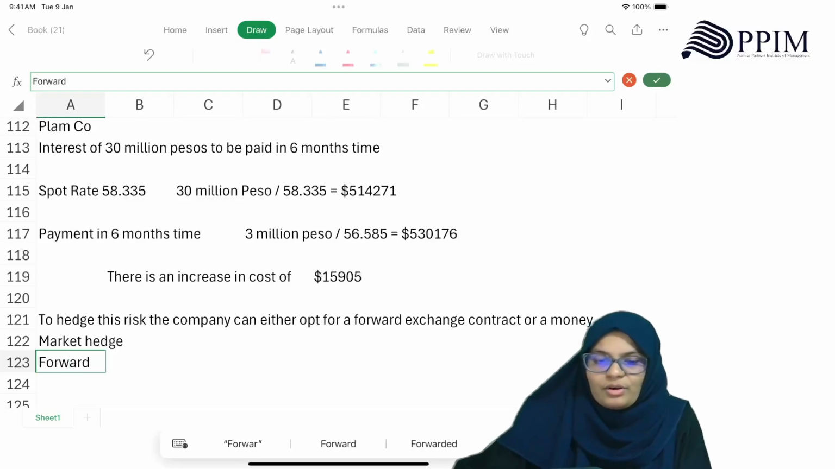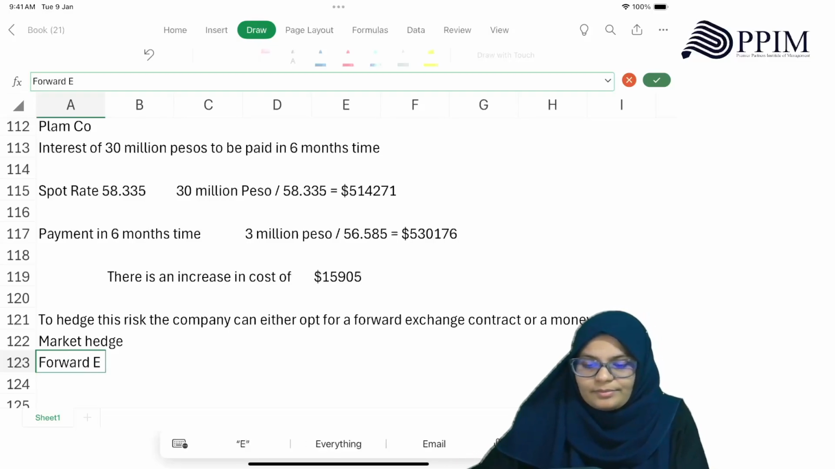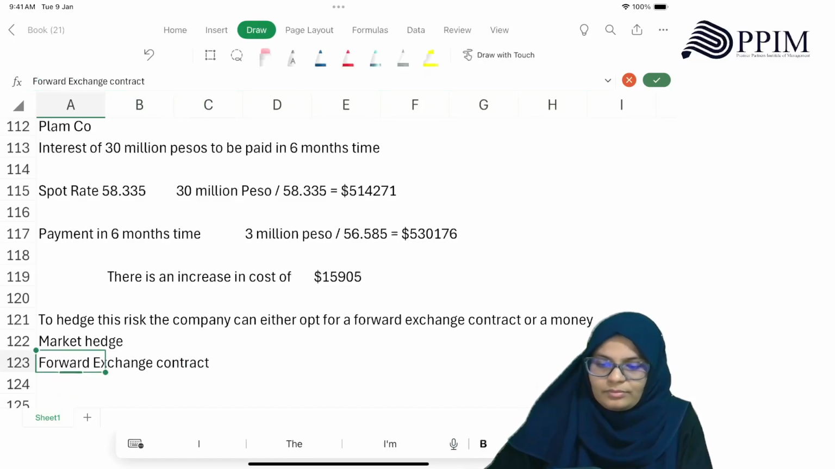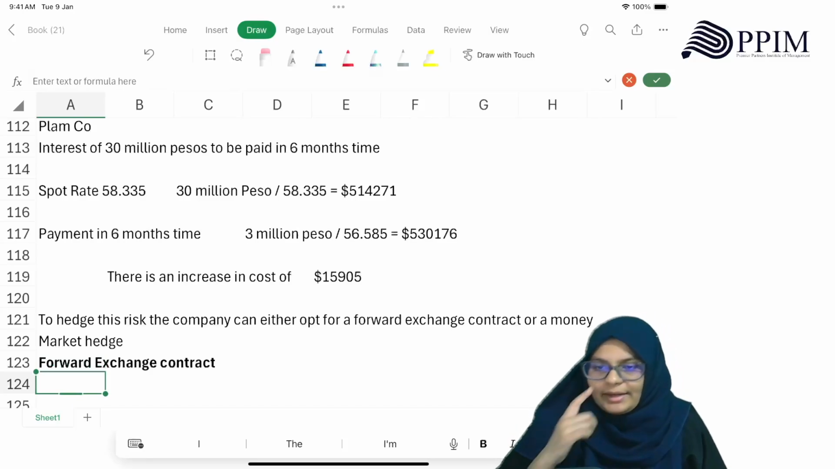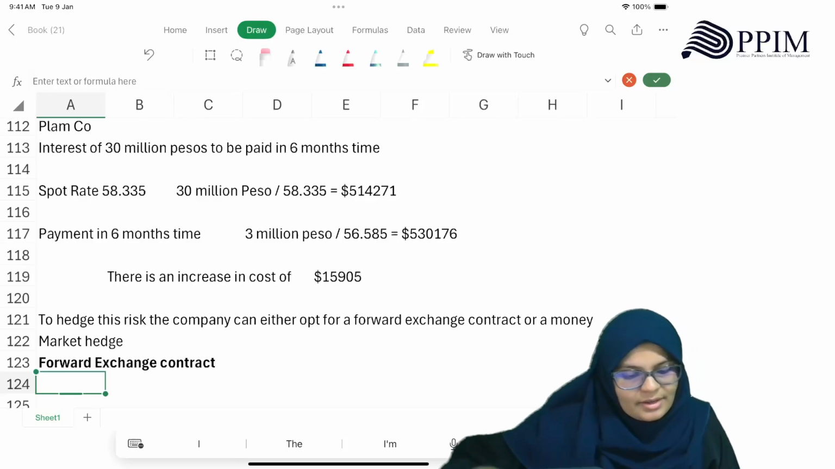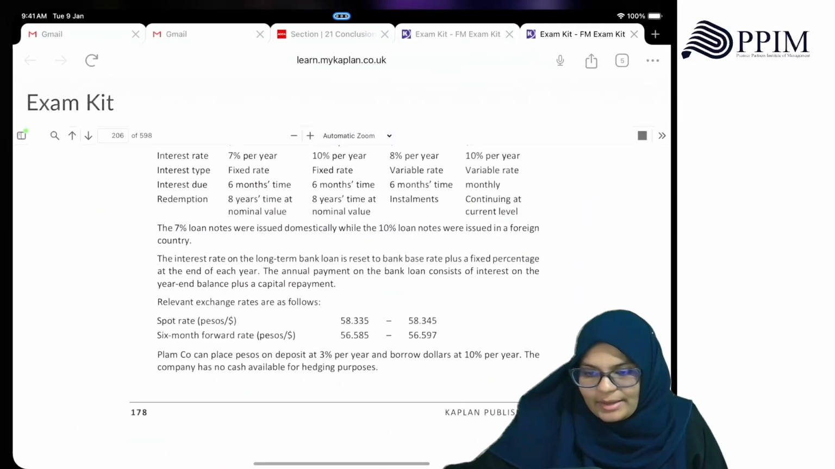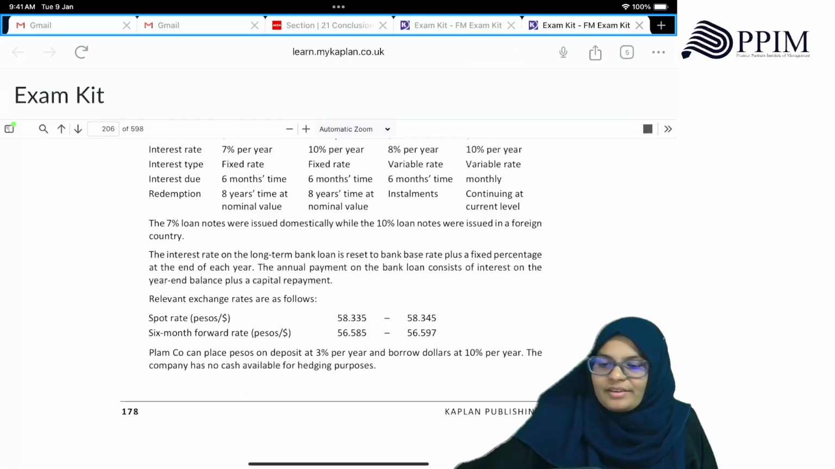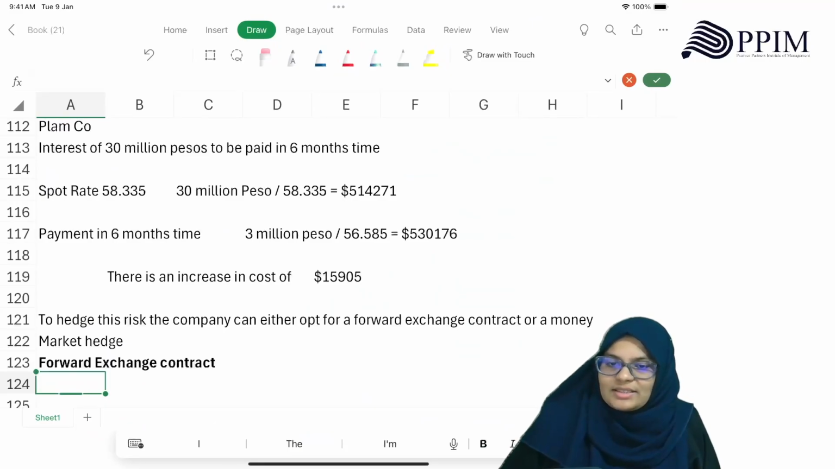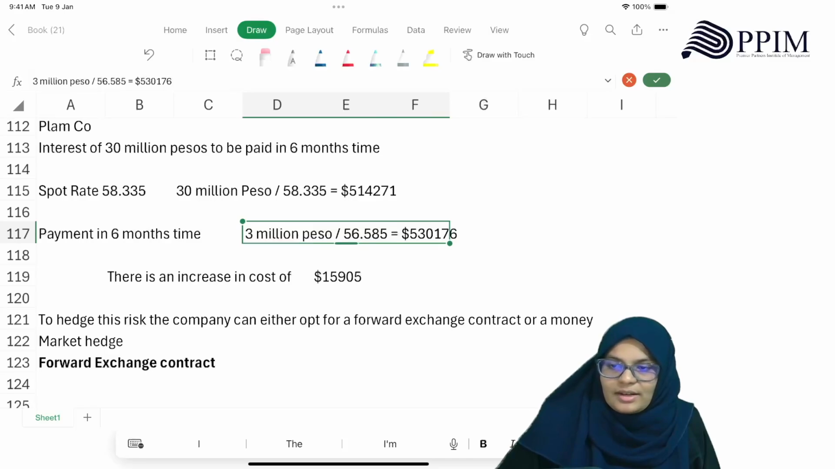If you're going for a forward exchange contract, what will happen? The entire 30 million pesos, you will fix the rate. So what will be the rate? The forward rate is the same, 56.585. So you will end up spending a fixed amount of 530,176. So you can see, forward exchange contract means this only will be the transaction.